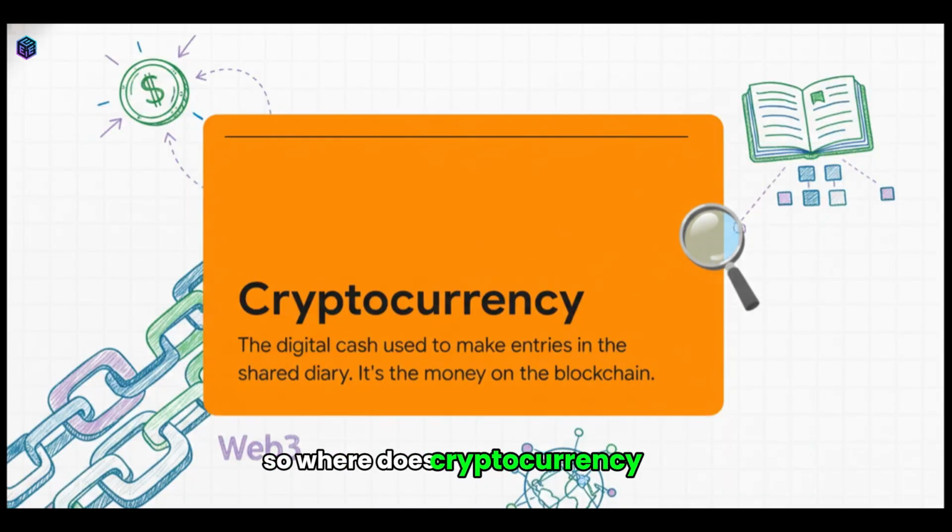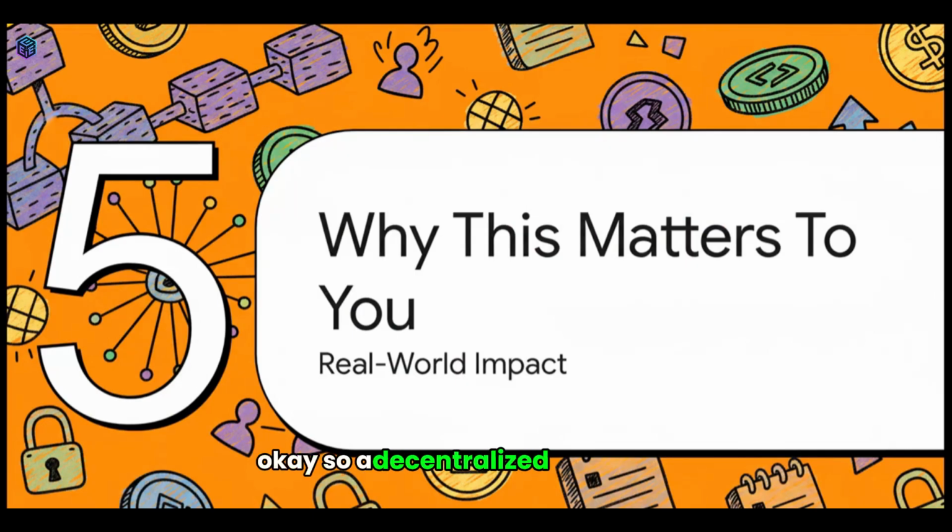So where does cryptocurrency fit in? Well, crypto, like Bitcoin, is just the digital cash that you use to make those entries in the diary. It's the money that exists on the blockchain. Okay, so a decentralized public diary, digital cash. It's a cool idea. But what does any of this actually mean for you in the real world?